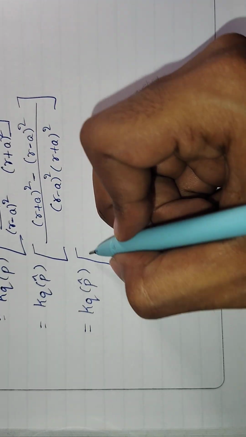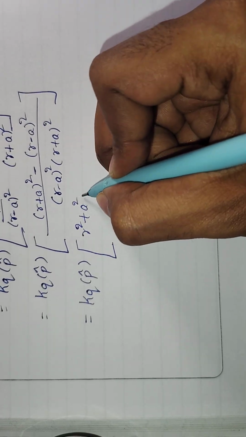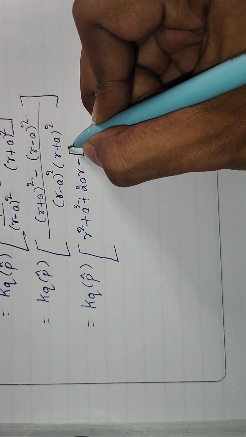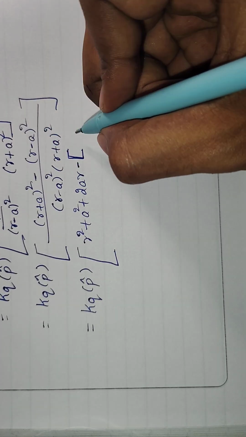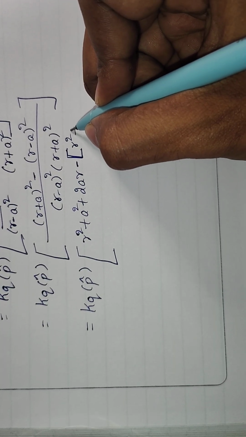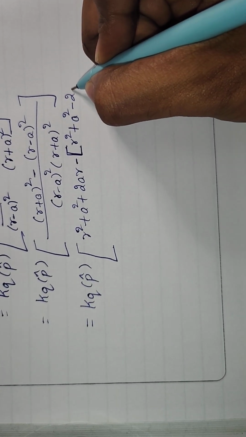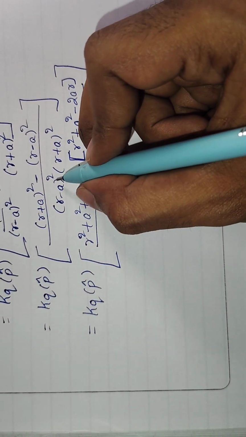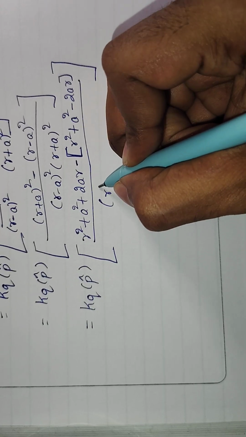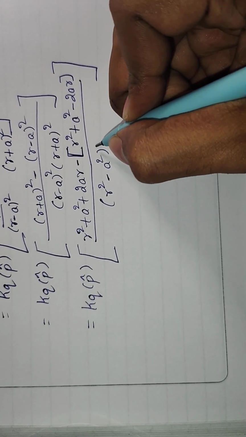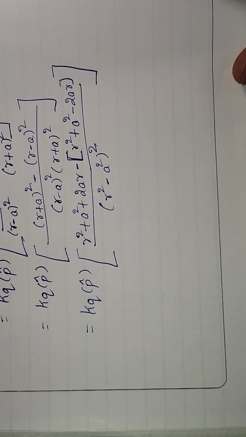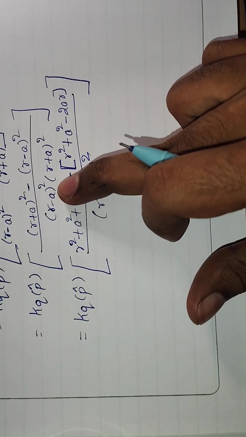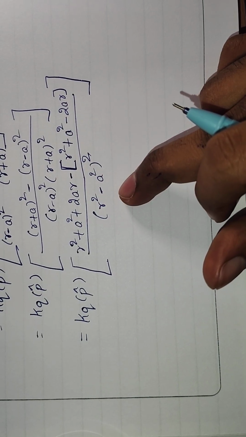Expand this one, a plus b whole square. So you will have a square plus b square plus 2ab minus, now there is one bracket, you should not ignore that bracket. Expand this one, a minus b whole square: a square plus b square minus 2ab, and another big bracket in the denominator. This a minus b whole square into a plus b whole square, you can write as a square minus b square whole square. This is a mathematical representation. You can actually prove it, try to prove that. Prove that a minus b whole square into a plus b whole square is a square minus b square whole square.